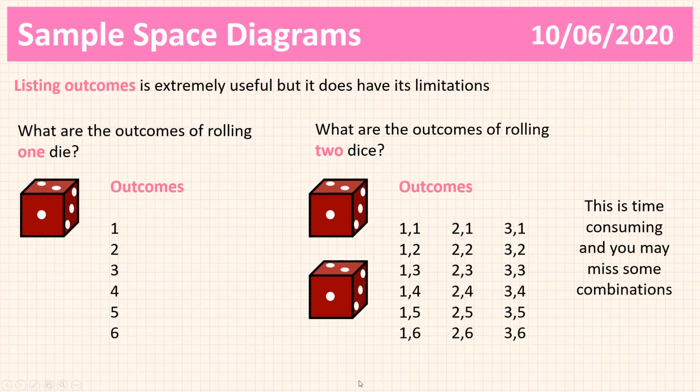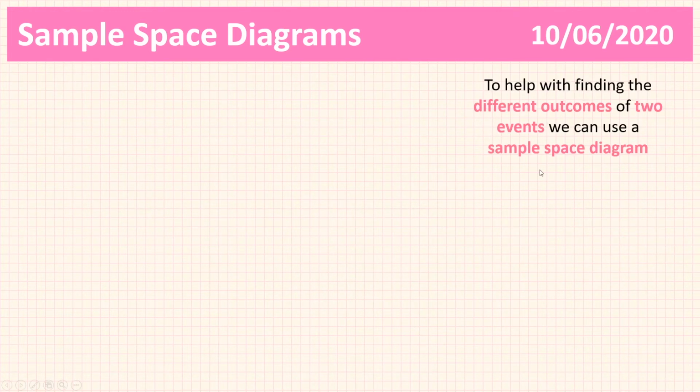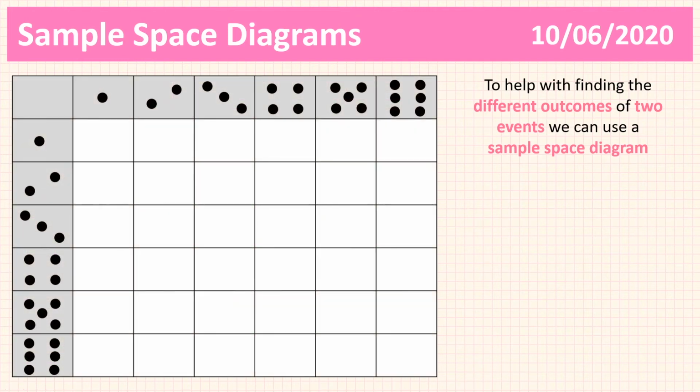So what we do in that situation, when we're trying to list the different outcomes of two mutually exclusive events, is we use what is called a sample space diagram, and this is what it would look like for rolling two dice. There we are. There's our sample space diagram.